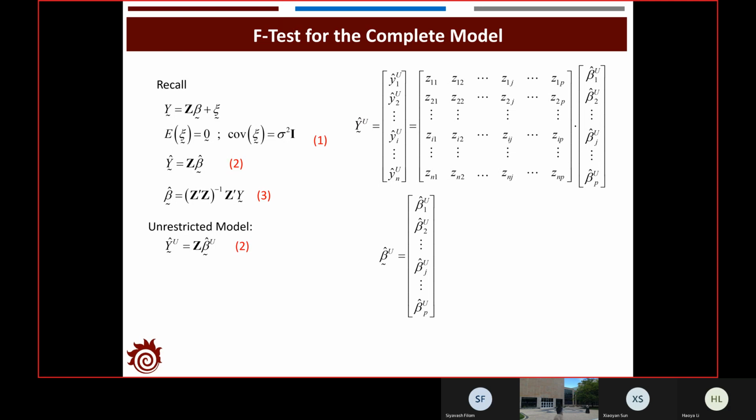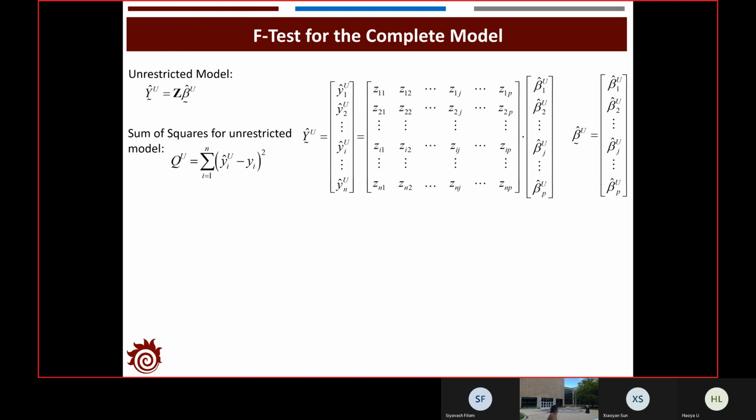Now we can replace beta hat with beta hat U to represent the result we calibrated from the unrestricted model, and y hat U represents the estimated trips from the unrestricted model. That's the new definition, and we can find the sum of the squares for the unrestricted model, which is the sum of the square error between yi hat and yi. This is what we conclude for the unrestricted model.